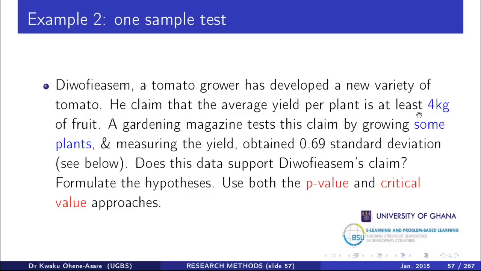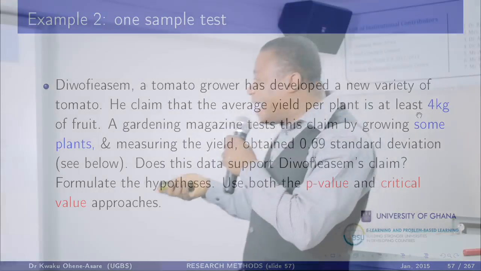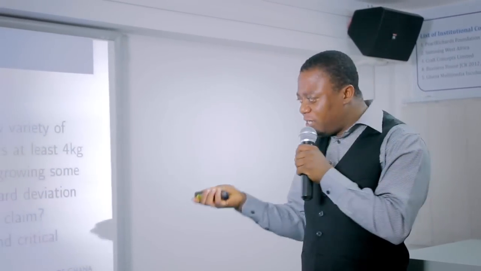Okay. But this is a claim. So a certain gardening magazine wants to check whether that claim from Diufiasem is true. So he's going to subject it to fire. But for you to do that, you must go and collect some samples, isn't it? So what he decides to do now is to grow some plants and measure the yield. Measure the yield, obtain the certain standard deviation.